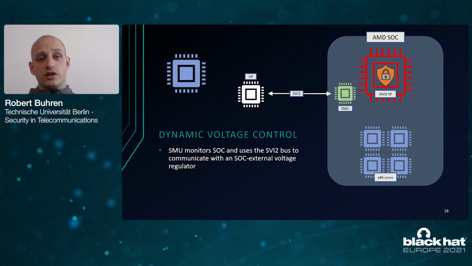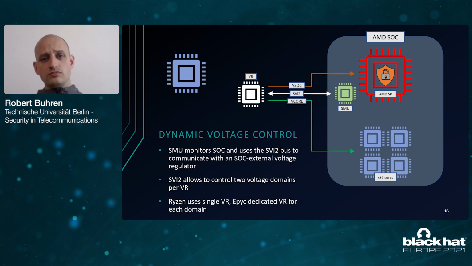to an external voltage regulator using the SPI2 bus. The SPI2 bus allows to control two different voltage domains. On Ryzen systems, we saw that there's usually one voltage regulator, which is responsible to handle VSOC, that is the input voltage where the AMD Secure Processor is attached to, and also vCore, where the x86 cores are attached to. On Epyc systems, we saw that there are two voltage regulators, one for each voltage domain. These voltage regulators are microcontrollers which are part of your motherboard. So they're not part of the AMD SoC.